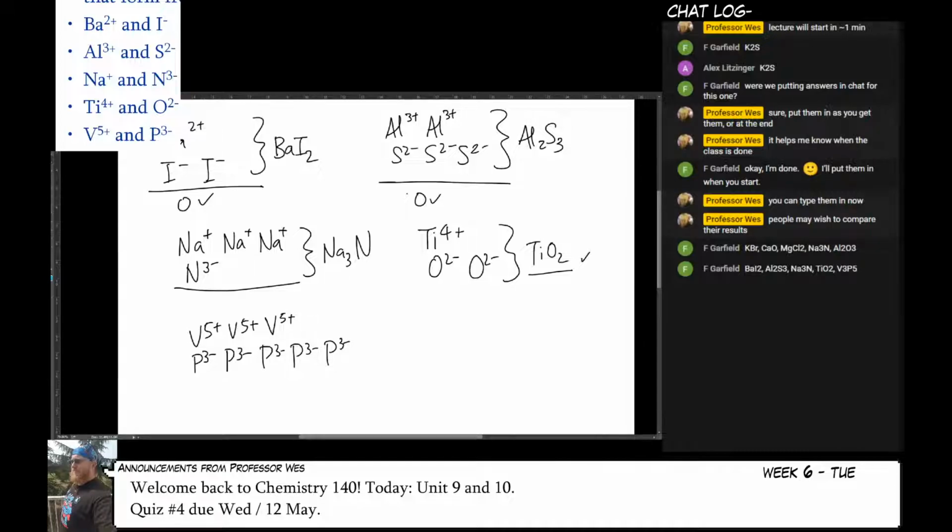So this is +15 on the top. This is -15 on the bottom. Those balance out. I can now make the formula. So as the charges get bigger and they don't divide into each other, you get more and more obnoxious compounds.